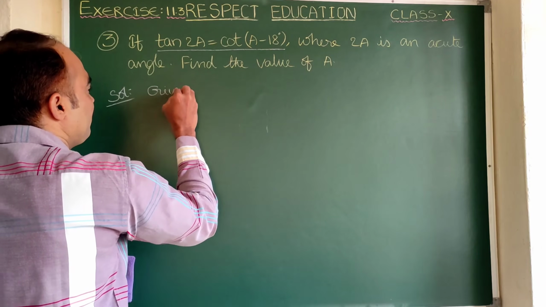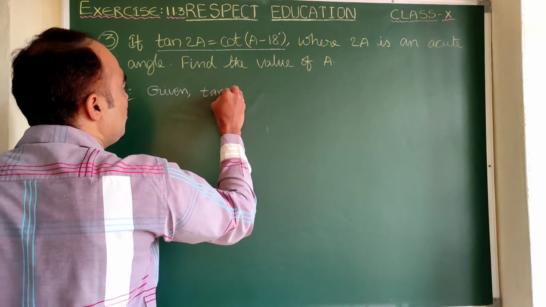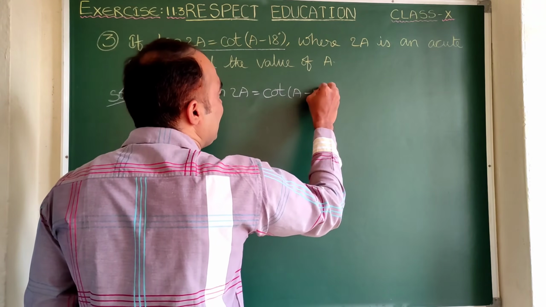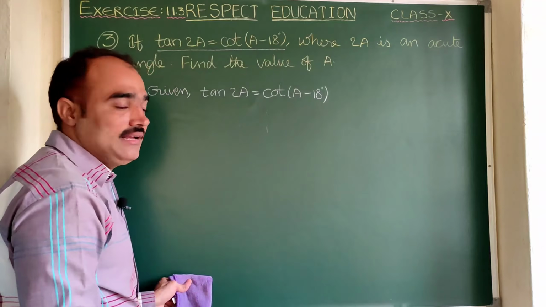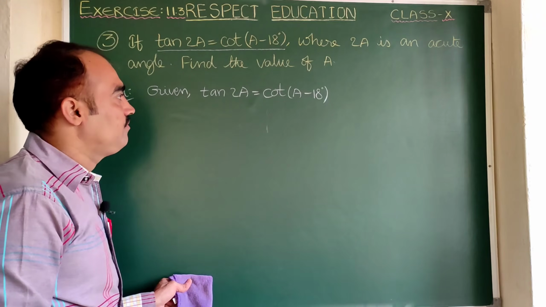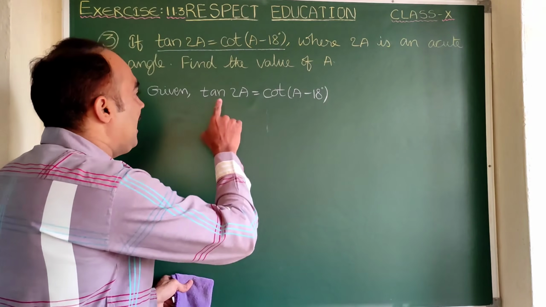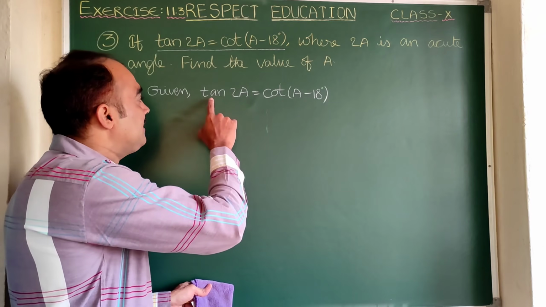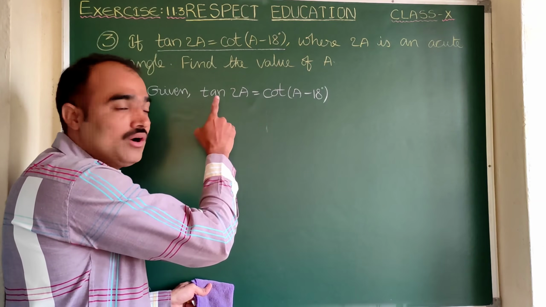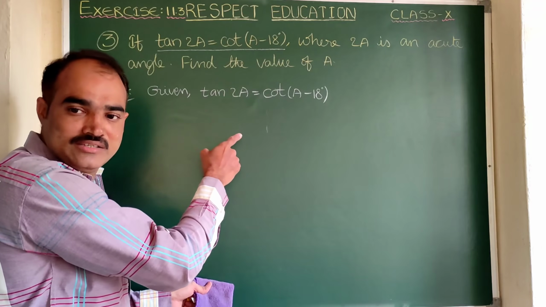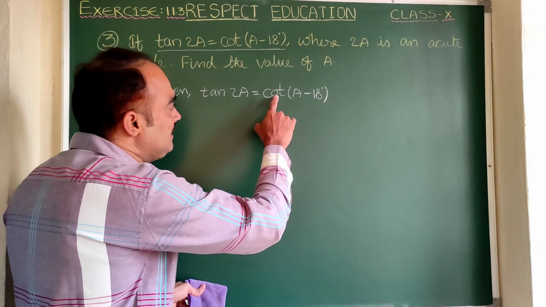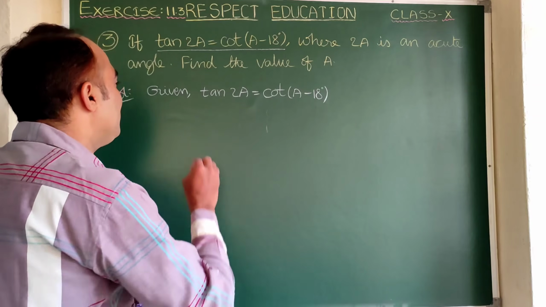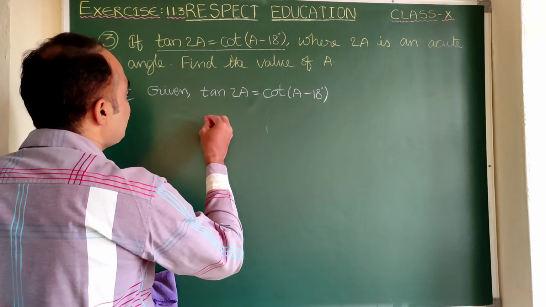Given: tan 2a is equal to cot of (a minus 18 degrees). Here there are two ways to solve. The first one is, either you convert tan in terms of cot using tan(90 minus theta) is equal to cot theta, or cot(90 minus theta) is equal to tan theta, or else this one also can be changed. I will tell you which one is easy.